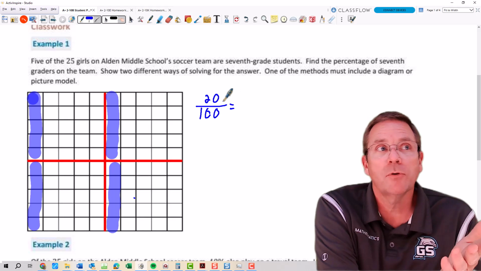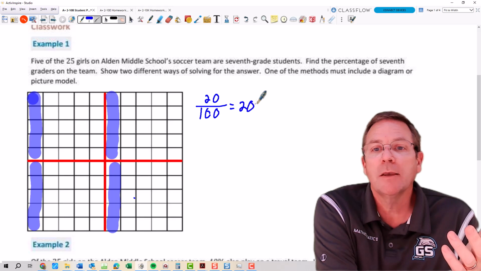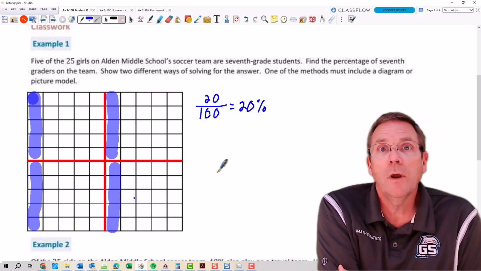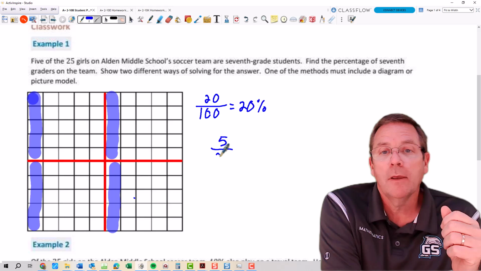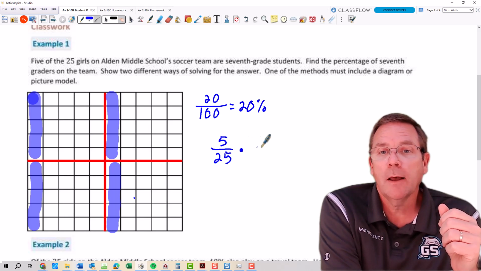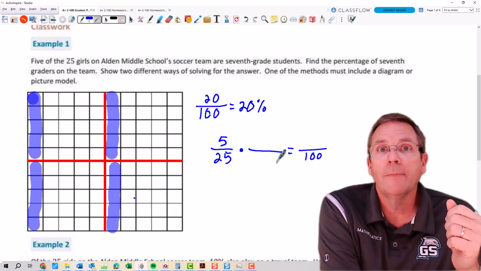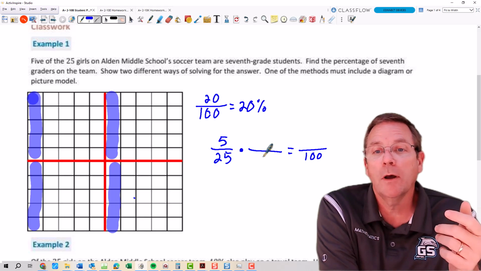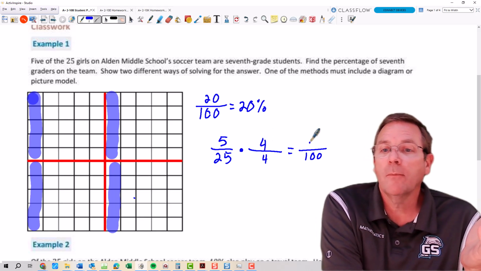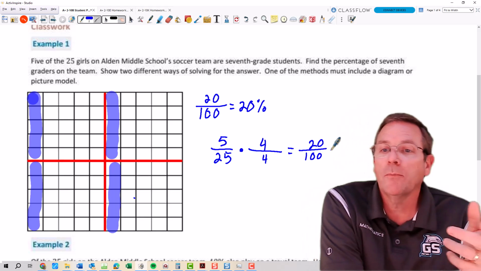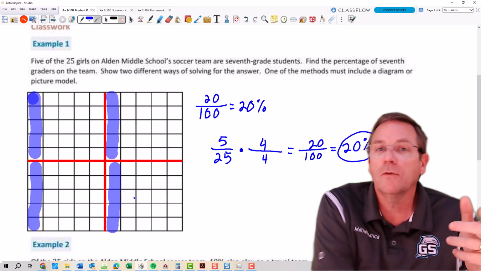And we know that a percent is a ratio between some number and 100. So 20 over 100 is the same thing as saying 20%. Another way you could have done this using math is you could have said that 5 over 25 times something over something is equal to something over 100. And then I'd say 25 times what is 100? That's going to be 4. If I do it on the bottom, I have to do it on the top. 5 times 4 is 20. Once again, that's 20 over 100. That is just going to be 20%.